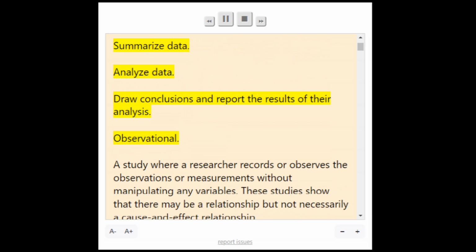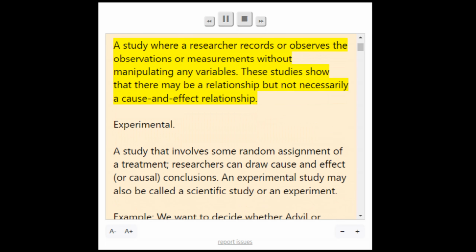Observational: a study where a researcher records or observes the observations or measurements without manipulating any variables. These studies show that there may be a relationship but not necessarily a cause and effect relationship. Experimental: a study that involves some random assignment of a treatment; researchers can draw cause and effect, or causal, conclusions. An experimental study may also be called a scientific study or an experiment.